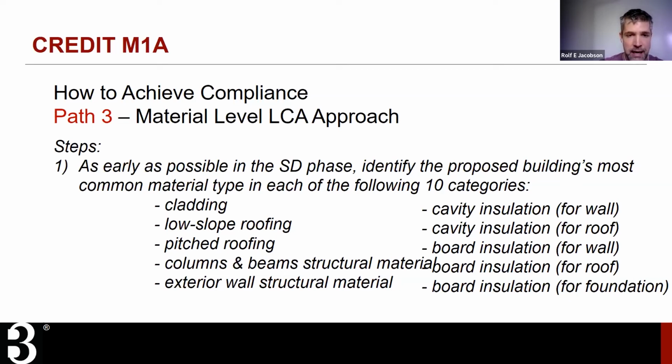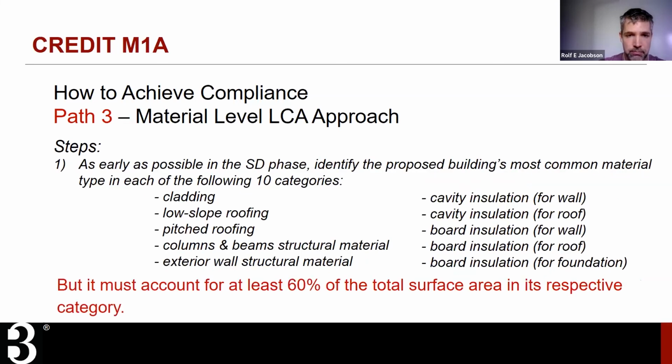So there's cladding, low slope roofing, pitch roofing, columns and beams, which is kind of the structure, exterior wall material, then different cavity insulation types for both the wall and the roof, and then the foundation. So you get a chance to select materials from each of these 10 categories. If there is a category that your building doesn't use, for example, let's say you don't have cavity insulation in your wall, you're using exterior insulation or board insulation, then that category is simply omitted.